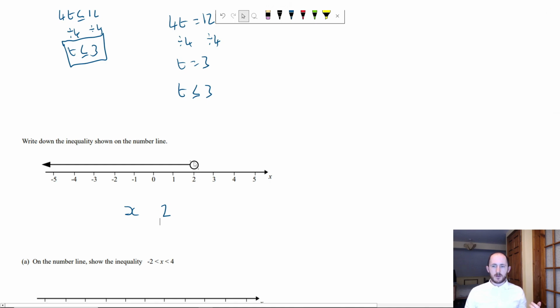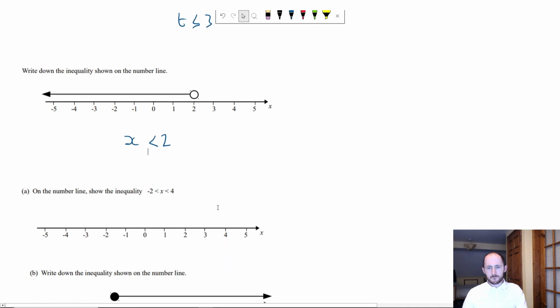And it's the number 2 because that's where the circle is, right? Now, is it less than 2 or is it greater than 2? Well, it's going to the left, which means it's less than 2. So I put a less than 2 and I don't put an equal sign. I don't put the underline because it's not equal to.